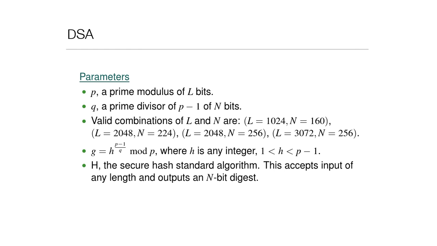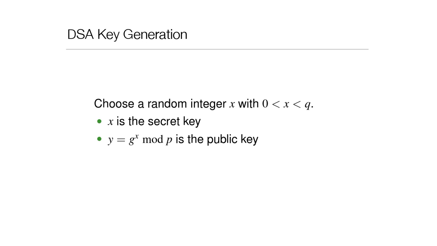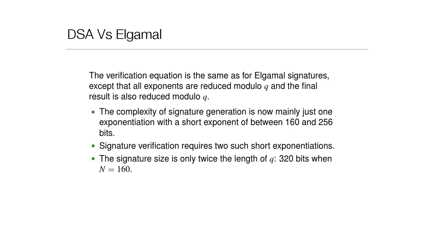So all the information about DSA key generation, signature generation and verification is here very clearly. These are the DSA and DSA versus El-Gamal. The verification equation is the same as the El-Gamal signature scheme, except that all exponents are reduced modulo Q, and the final result is also reduced modulo Q, to make the computation more efficient.